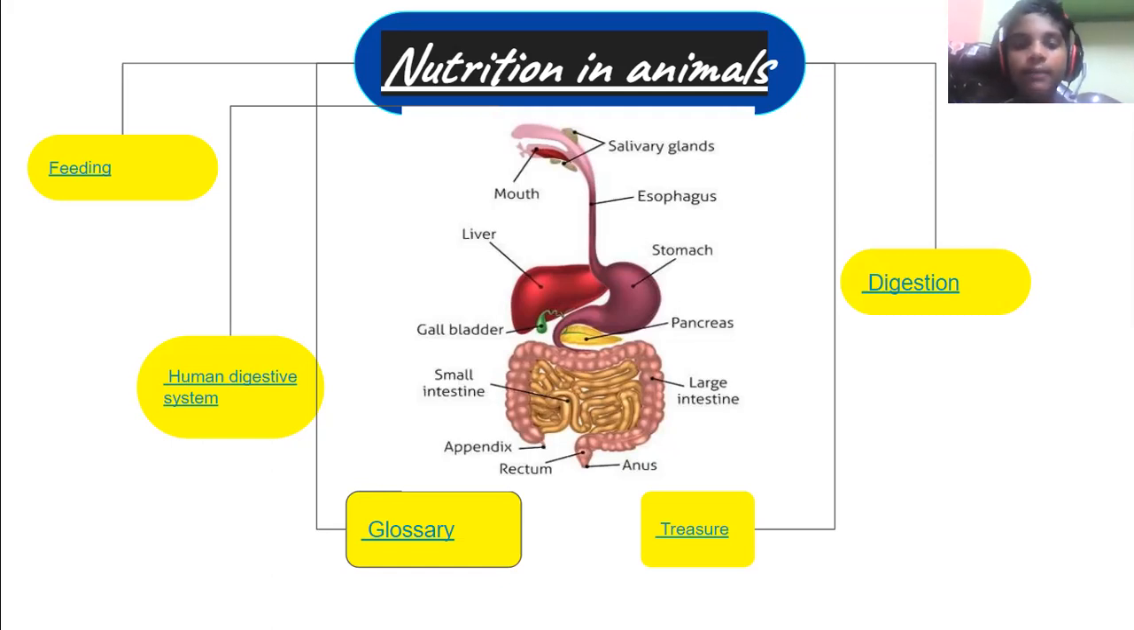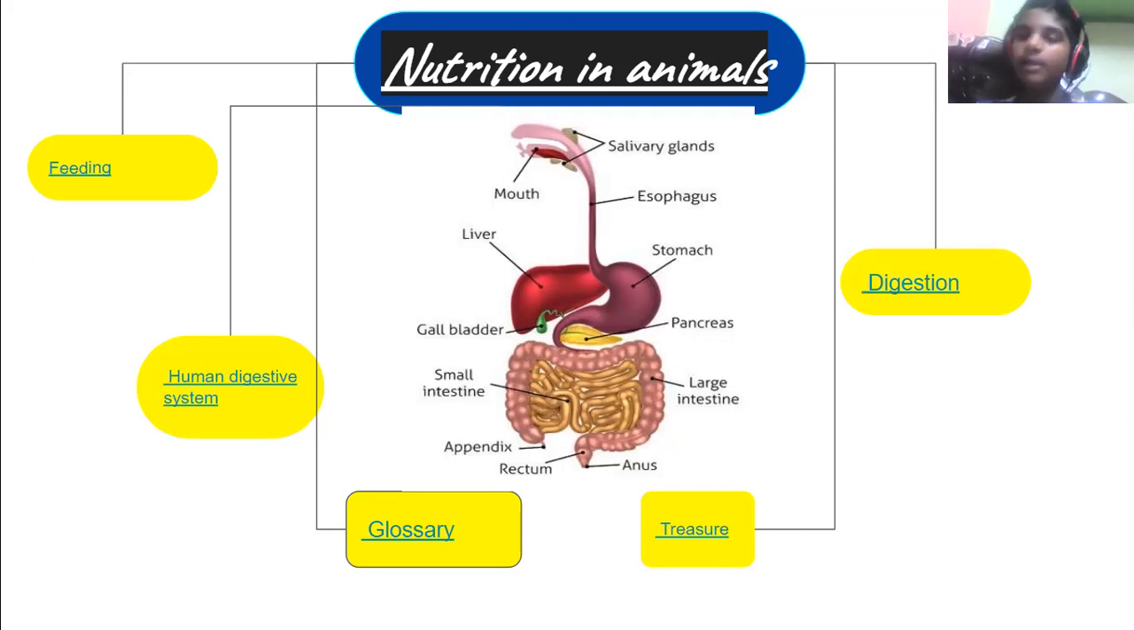Next comes the liver. Liver secretes bile juice, and the pancreas secretes pancreatic juice into the stomach, along with the hydrochloric acid. This gallbladder is a part of the liver, and it secretes the bile juice. Then the food is passed into the small intestine.